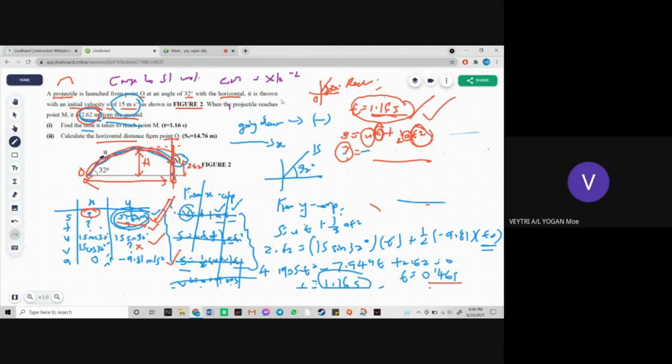Tukar semua pergi SI unit dalam table. Show your conversion, then you can start your calculation. Sebab kalau bukan dalam SI unit, then that is not physics. We want answers in 2 decimal places, final answers 2 decimal places, and also in SI unit. Alright, do you have any questions?